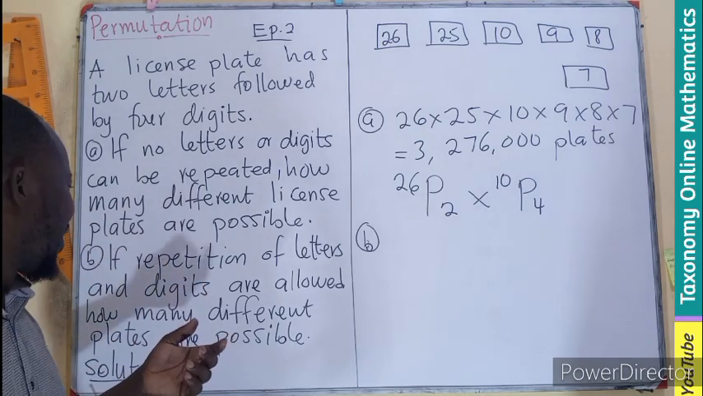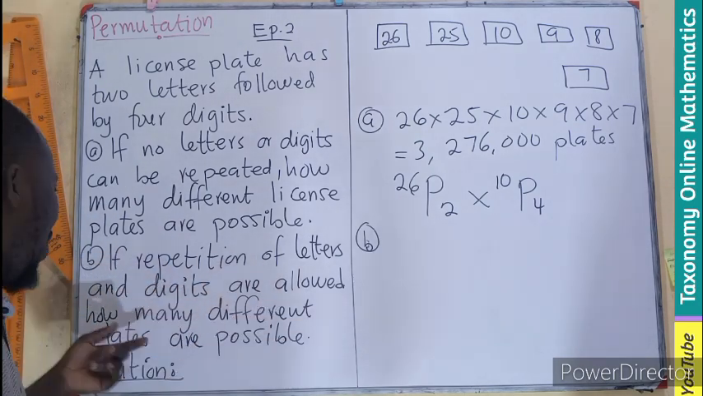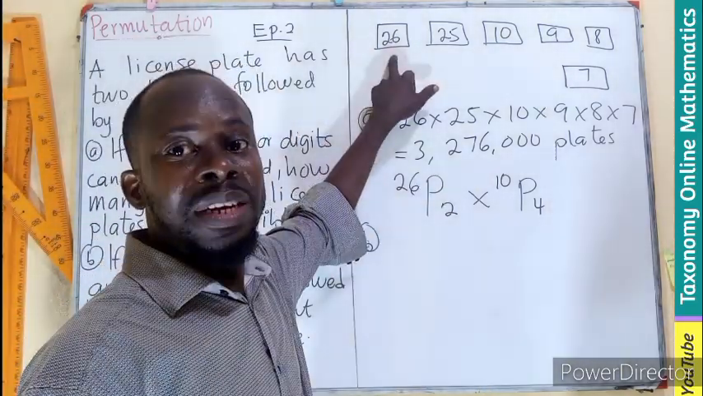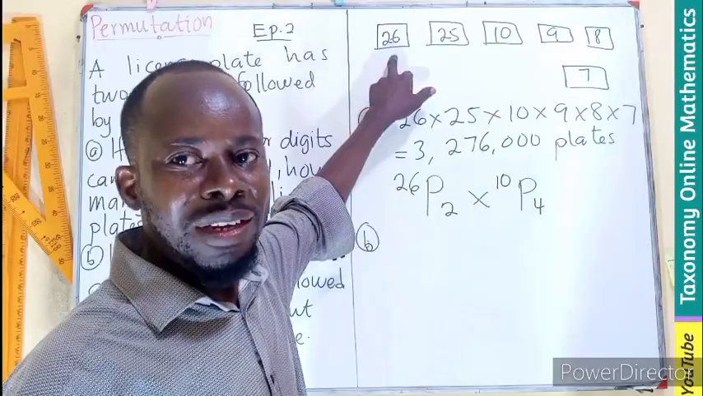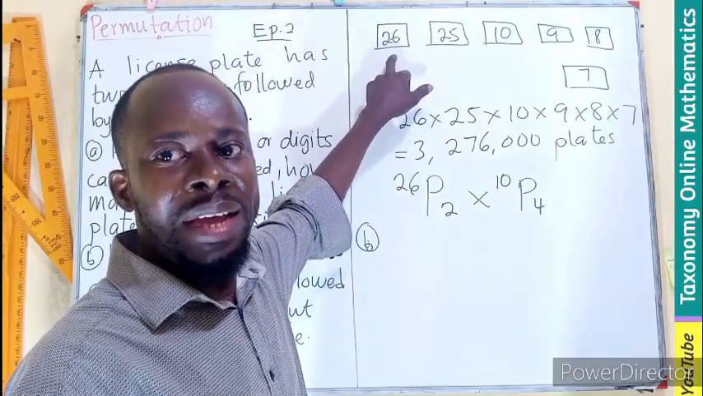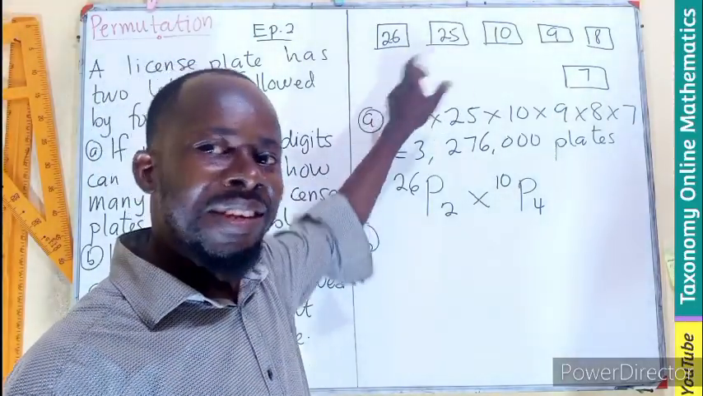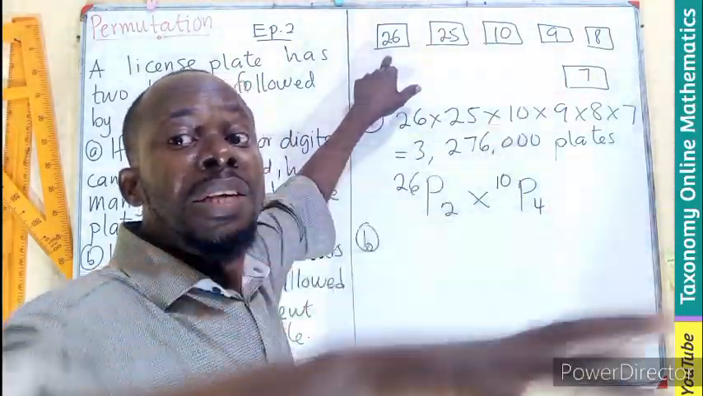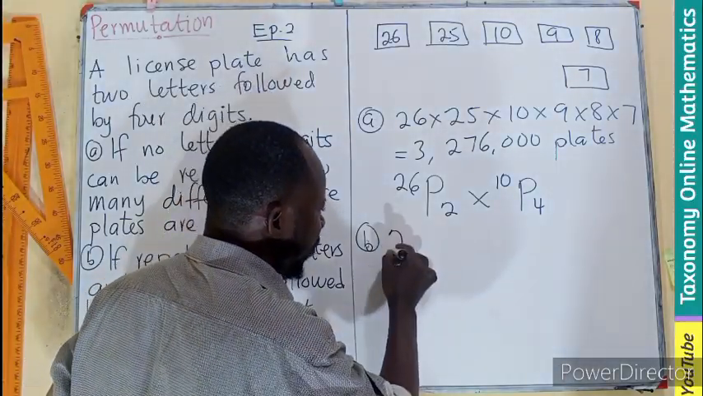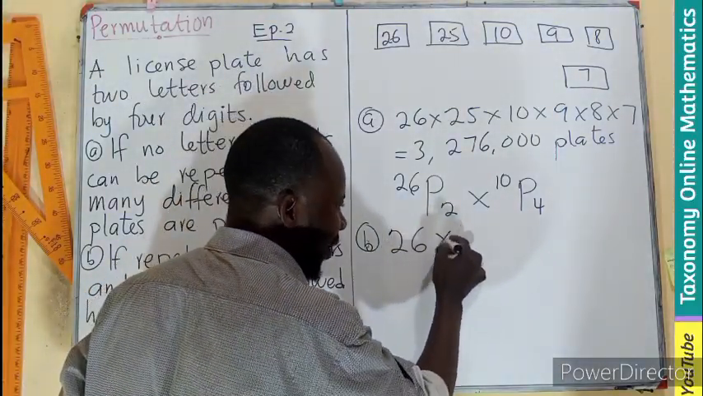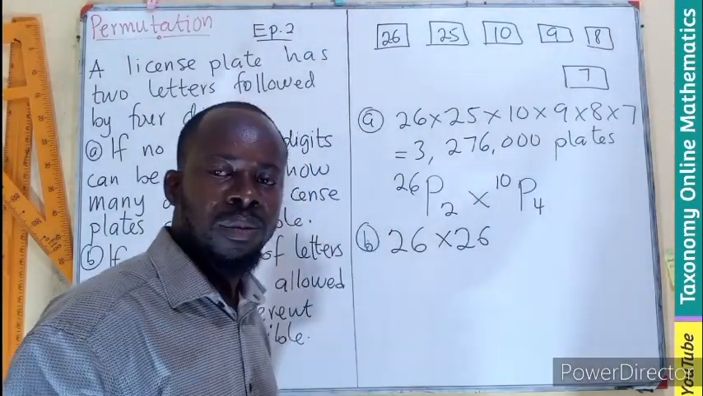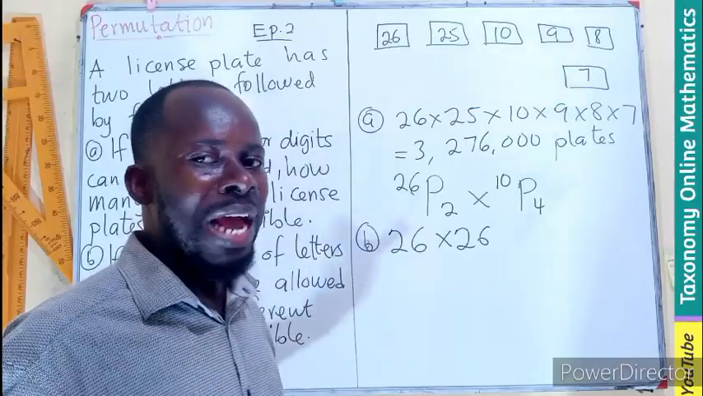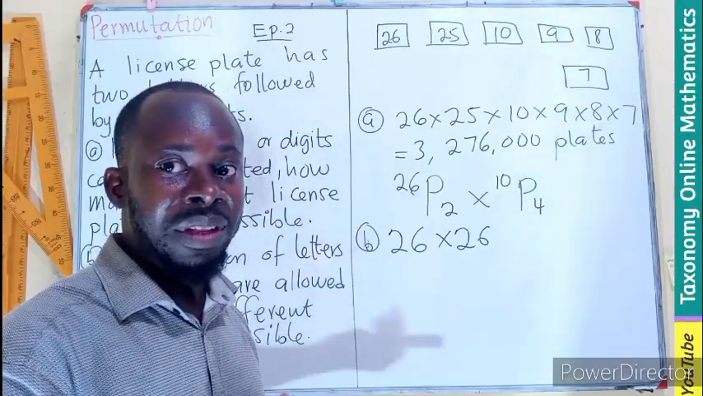So let's go for the second option. If repetition of letters and digits is allowed, how many different plates are possible? So in this case, it means that when I pick the A, I'll be left with what? Still 26. Because A can come again. It can be AA, BB, CC. So the moment I take the first letter, I still have a sample of 26 to pick from. So that means 26 in the first slot, and I'm still left with 26 to pick from. Do you get it? That is in terms of repetition. So all the letters are going to have equal chances of being repeated.